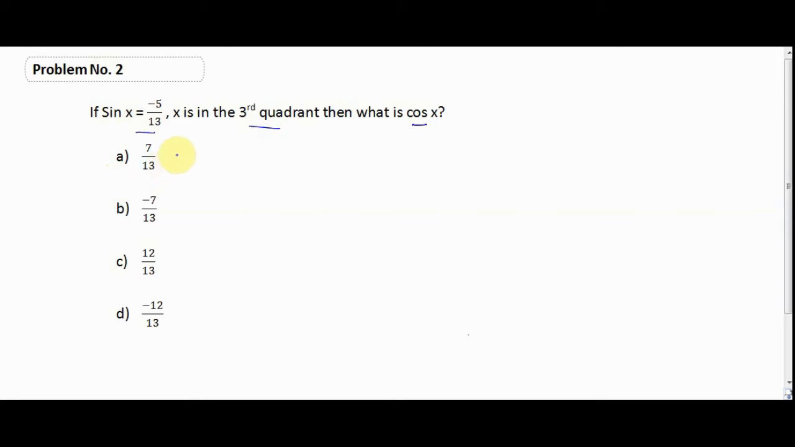Okay, now coming to the solution, we may solve this by using the Pythagoras theorem. Suppose we have a right angle triangle like this, with angle x here. So with respect to angle x, this is the opposite side, this is the adjacent side, and this is the hypotenuse. Now it is given that sin x is equal to minus 5 by 13.